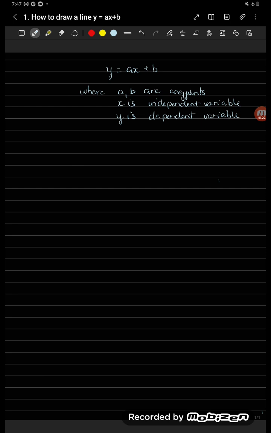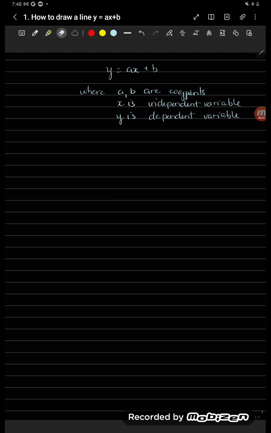So whenever you put a value of x in the equation y equal to ax plus b, you can get a value of y. And in order to draw a line, you always need 2 points. We cannot make a line with 1 point, because with 1 point you can make infinitely many lines, since it can come from any direction. But for a fixed line, only one line, you need at least 2 points.